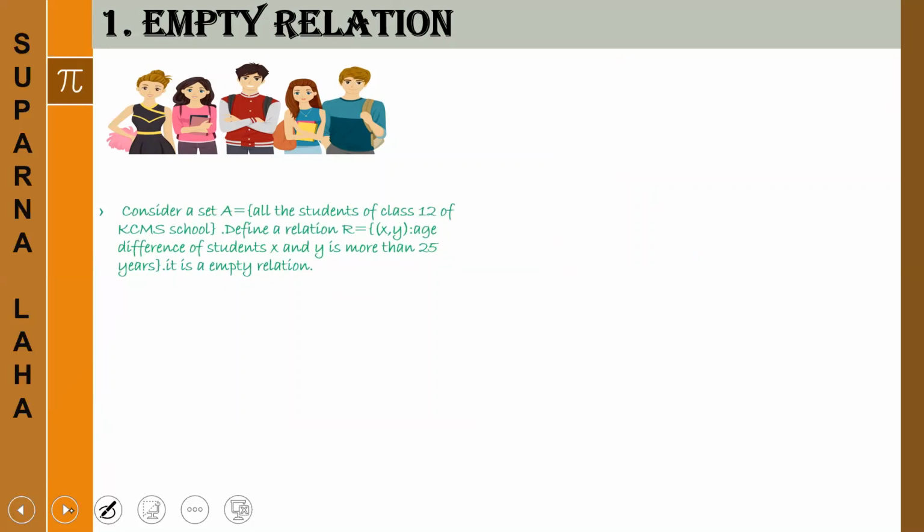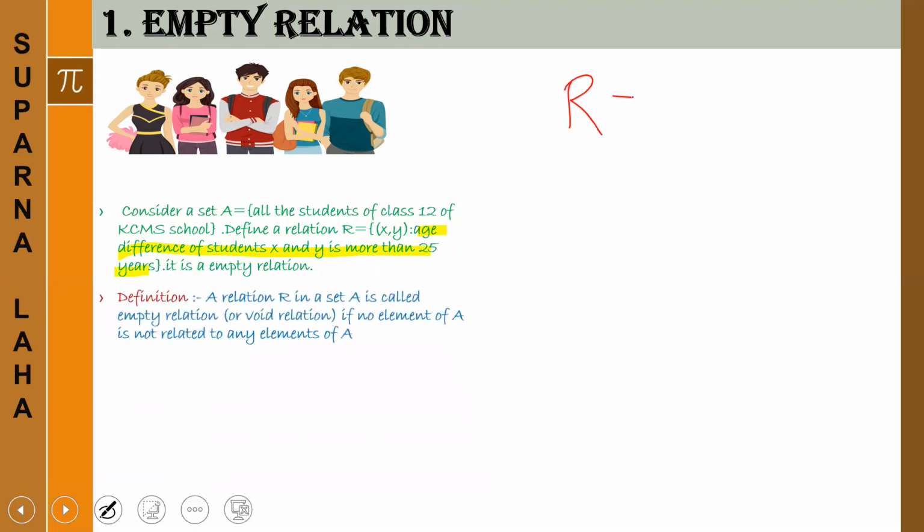I'm considering your class, that is, the students of your class from your school, and I'm defining the relation: the age difference between the students x and y is more than 25 years. Now you can easily check that the age difference between you and your friend is definitely not more than 25 years. So the element of this set is phi, which belongs to this Cartesian product A cross A. Now here is the proper definition: no element of the set A is related to any element of set A.